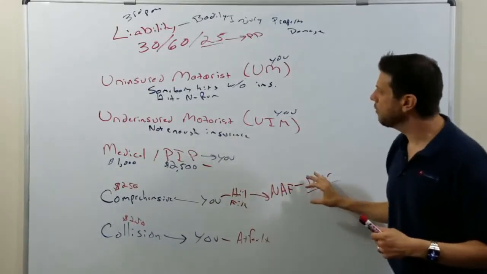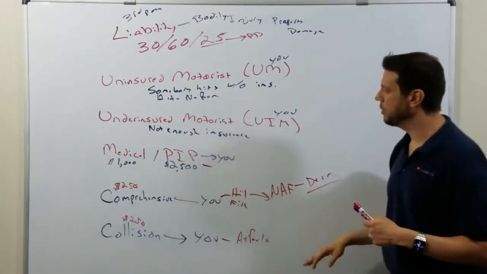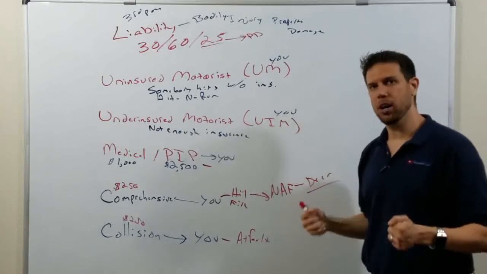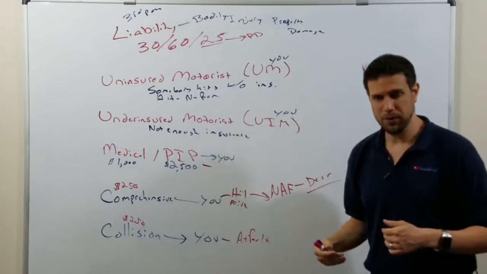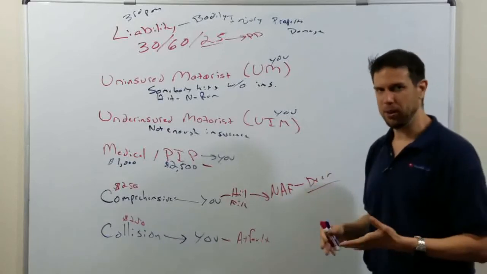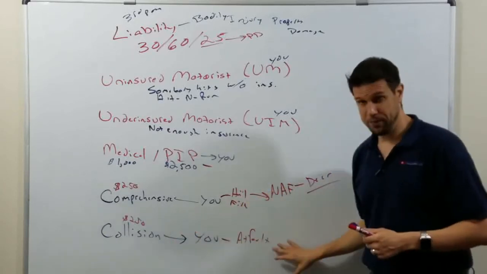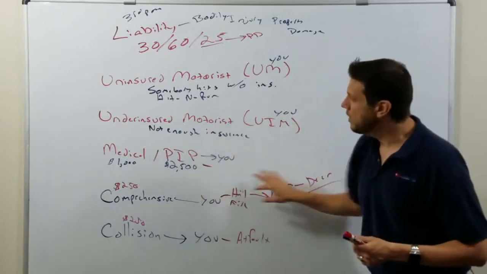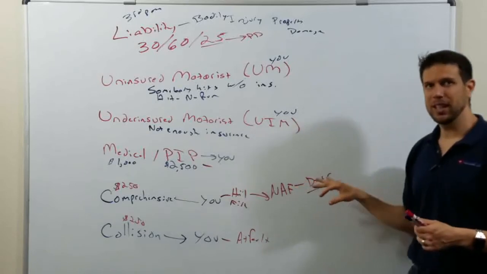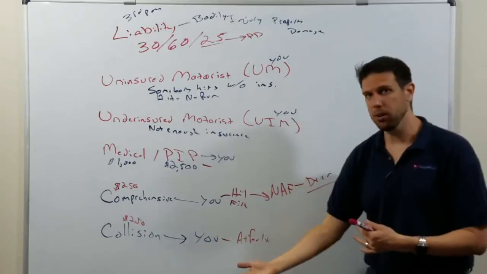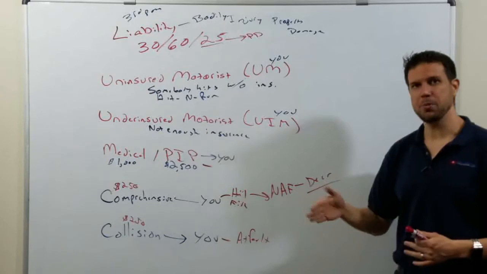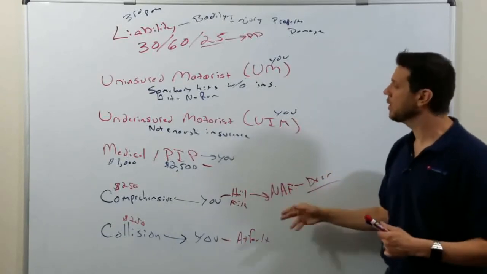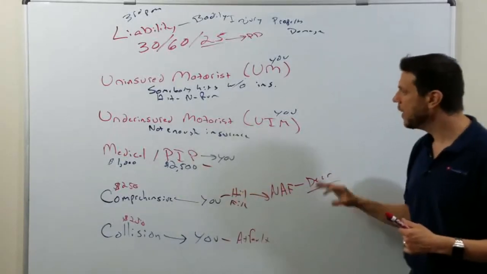Comprehensive is the not at fault. That's like hail or fire damage. Collision is the at fault. So let's say you're driving your car and you hit a pothole and you damage your car because of the pothole. That's collision because you're supposed to be able to dodge the pothole. But let's say you hit a deer. That's comprehensive. Now let's say it's a dead deer on the road. That's collision because you were supposed to be able to avoid the deer. Live animals you can't really predict, so that falls under comprehensive.